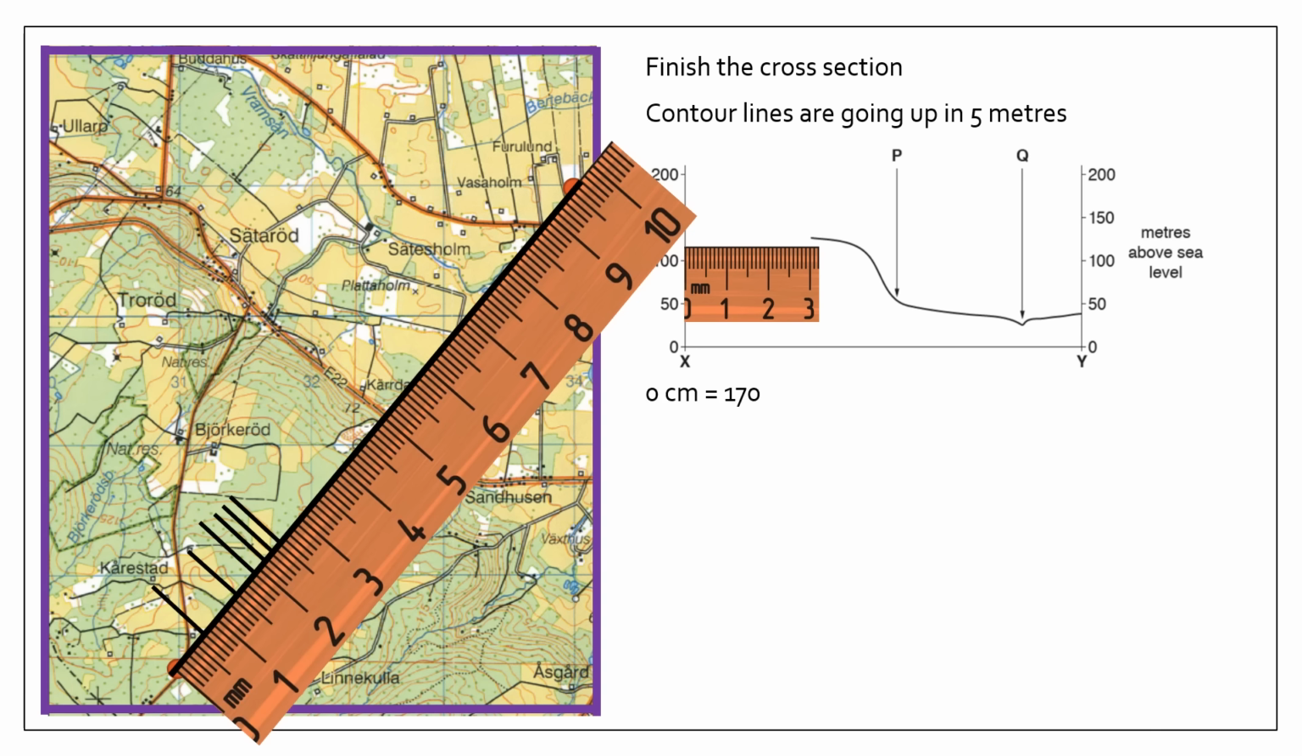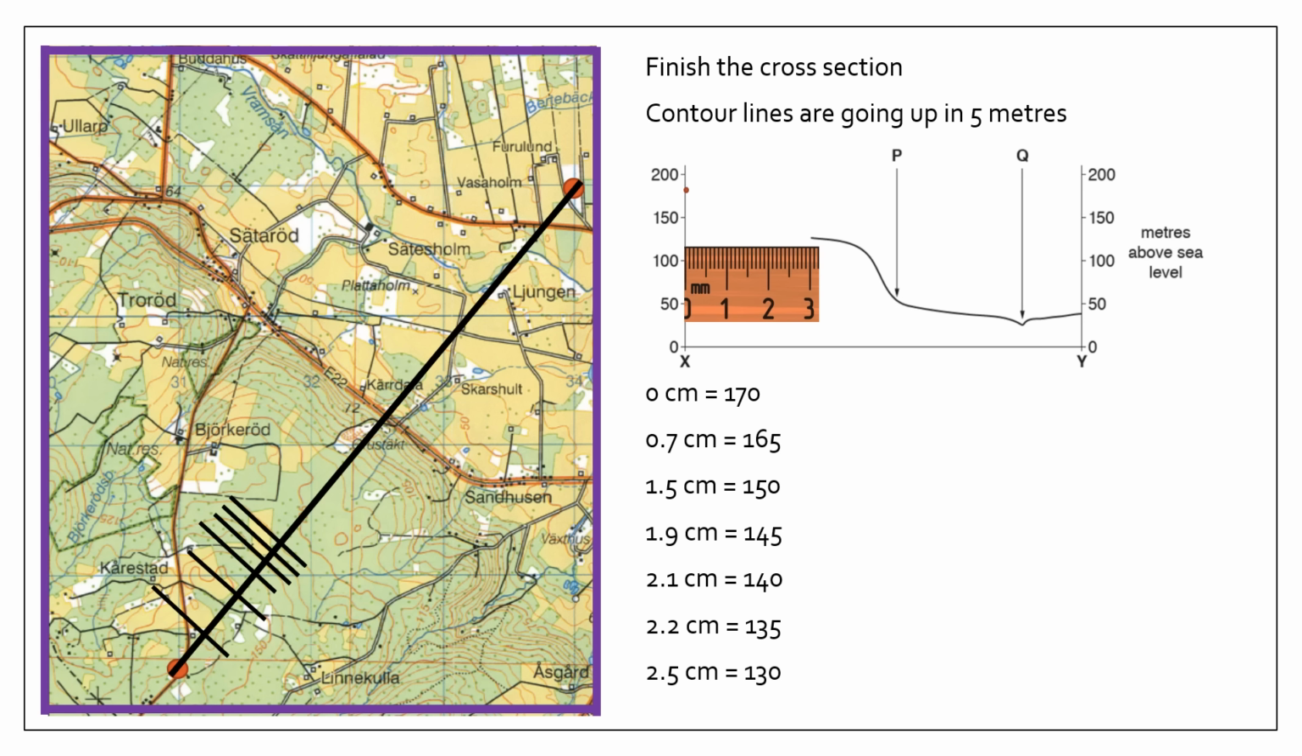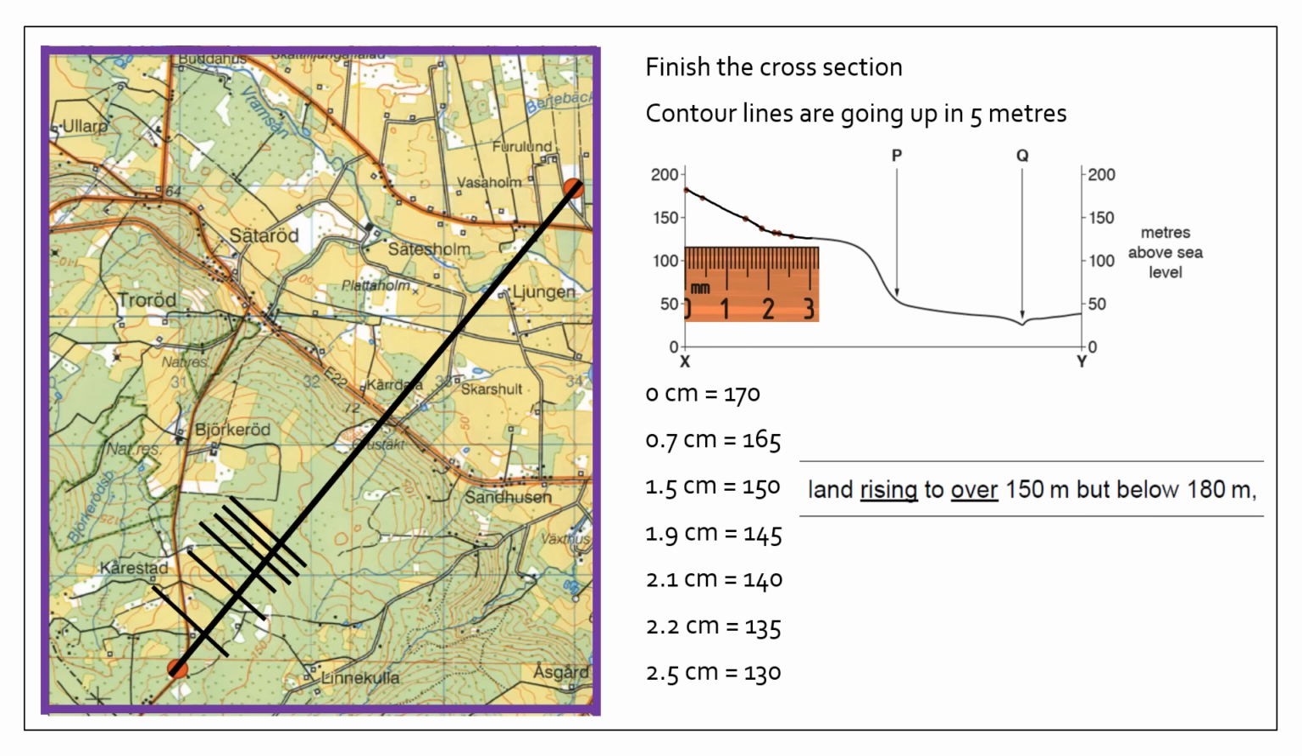So naught is about 170, and I can use the contour lines, and going through each point, I can roughly work out, because I've worked out that the contour lines are going up in 5 meters, that at the various distances I have these different heights. So when I go back to my contour lines, I'm going to draw on 0 centimeters. I'm going to draw on roughly 170, 165, 0.7, and so on, until I have drawn all the dots on, and I've connected them with a nice curved line.